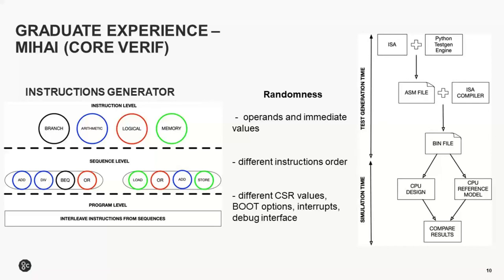To cover all the interesting cases in our test generator, we use randomization, and we do that at different levels. First, at the instruction level, we want to see all the operands and all the needed values being used by each individual instruction. At the sequence level, where a sequence means a group of instructions, we want to see different instruction orders. For example, an add instruction followed by a div, or an add instruction followed by a store. And finally, at the program level, we want to see different configurations of the Tile CPU. We want to use some debug features, and enable or disable different CSR values.